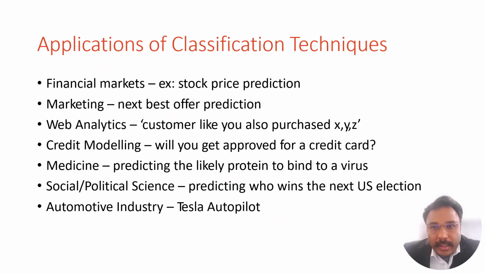Where can predictive analytics be used? In finance, it is used to predict stock price movements or credit approvals. In marketing, it is applied to identify the next best product to offer to your customer. In web analytics, it powers recommendation systems like customers who bought this also bought a different product. In healthcare, it can predict disease outcomes and treatment effectiveness. Even in social science and politics, classification models can be used to predict election results. These examples show how powerful predictive analytics can be in real world decision making.